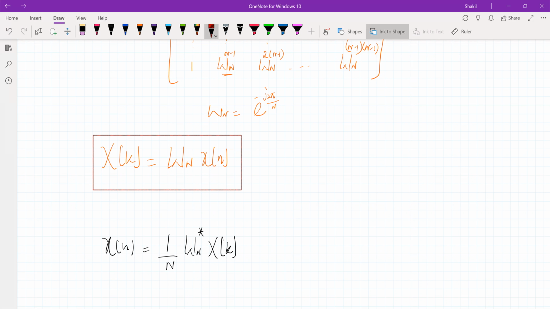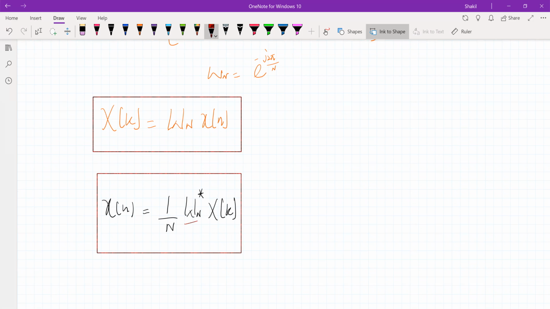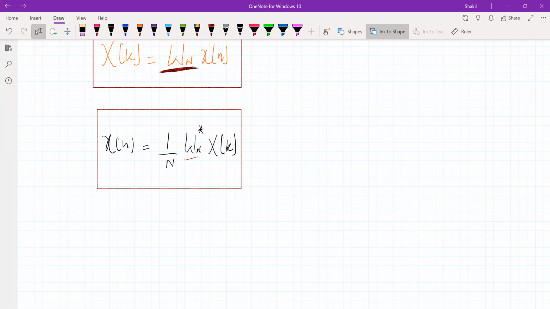So what is W_N star? It is simply the conjugate transpose of this array. Remember, W_N star is the conjugate transpose of this array. Okay, please do it yourself. Try to compute the 4 point x of n. For N equals 4, compute x of n when x of k is given. All right, let me end this session here.